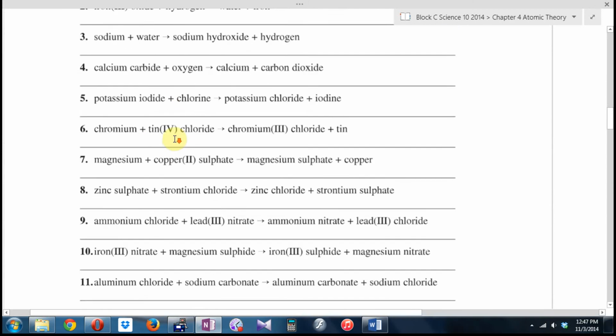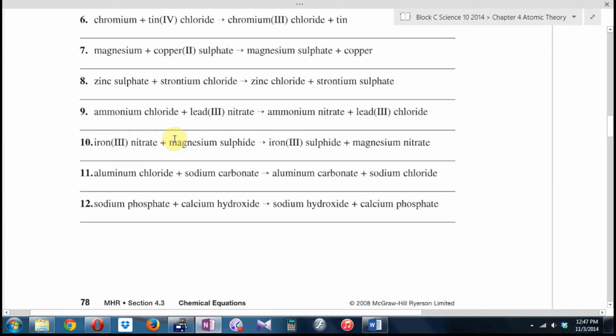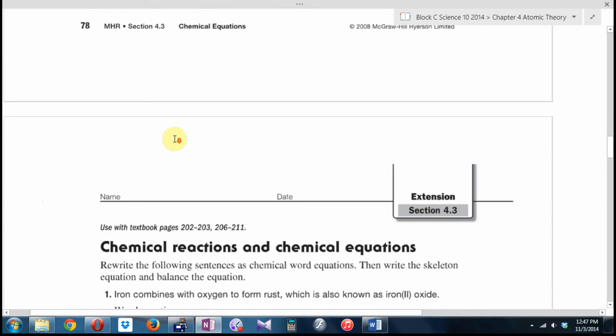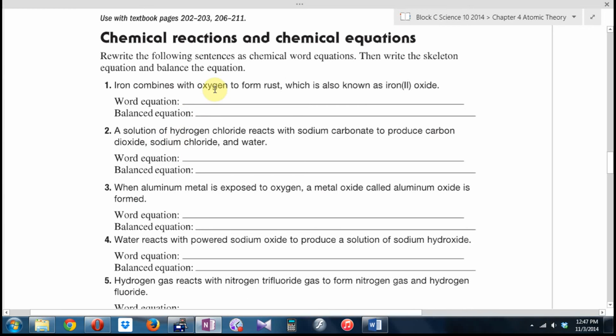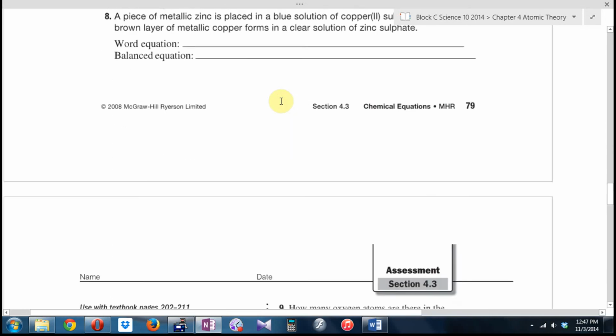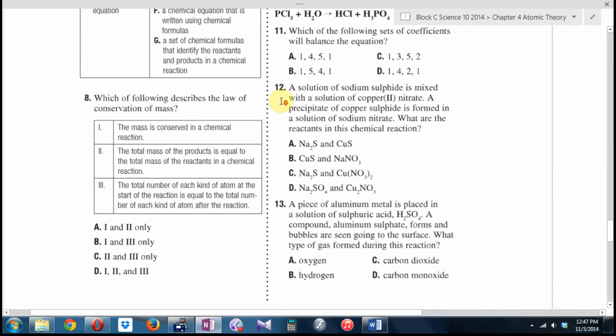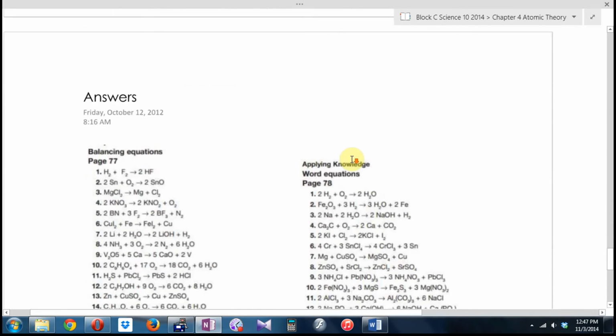Then there's balancing from word equations, 12 of them. And I'll give you time next class to work on this. Then this is putting everything together, writing a word equation, writing a balanced equation. I can't do it in this little space. Again, if you want to show your work on a scrap piece of paper and just staple it to the back, go ahead. And then the usual, some multiple choice questions. And then, ladies and gentlemen, we're technically done chapter 4. All we're going to be doing for the next few days is review and practice and practice and practice.